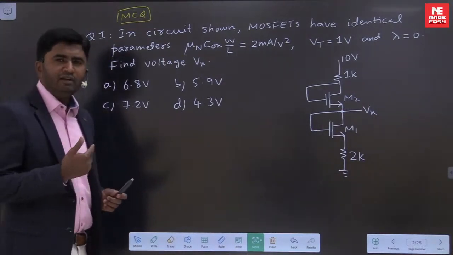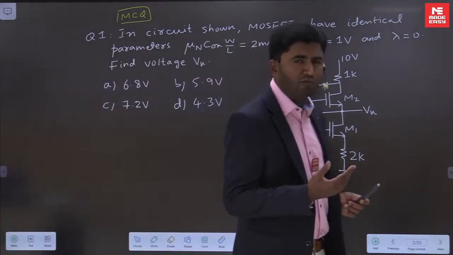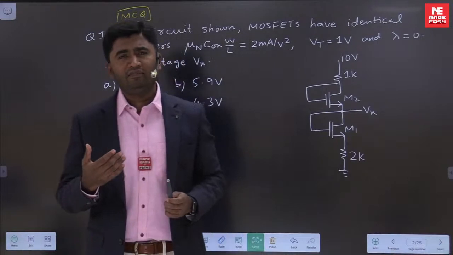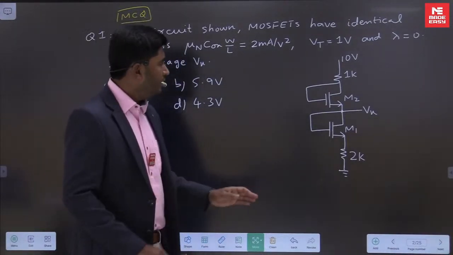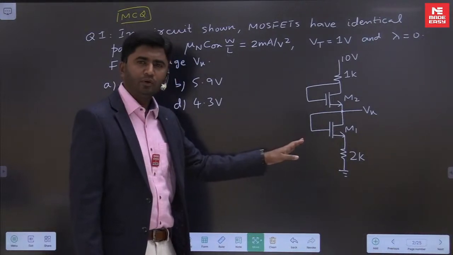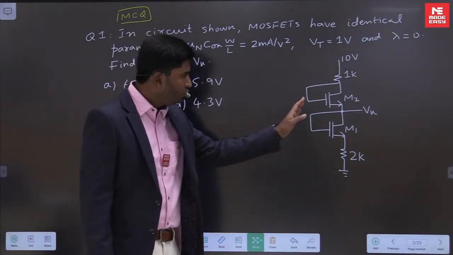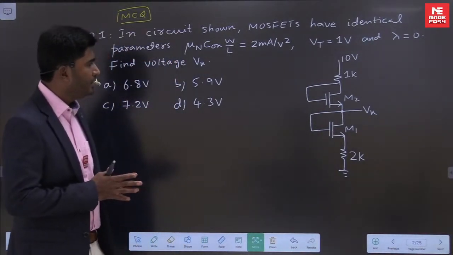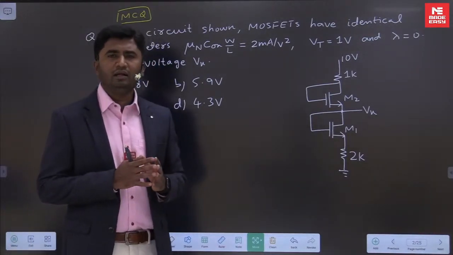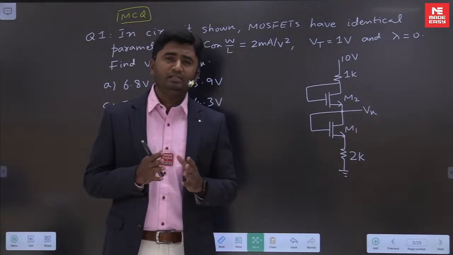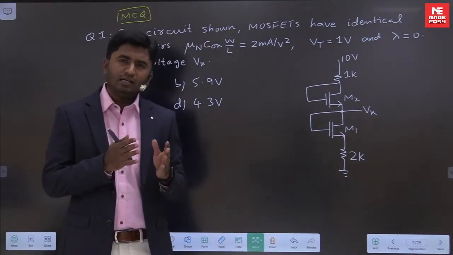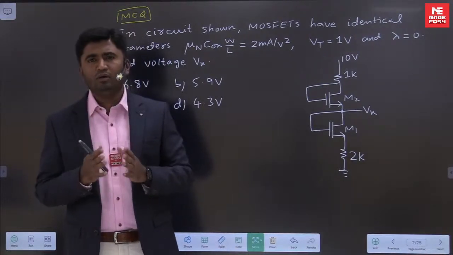In this question, we have to obtain the value for voltage Vx, and these types of questions come quite frequently in the GATE paper. A question based on two MOSFETs connected in series. In this circuit we have two MOSFETs connected in series. When we solve such a question, we should first get an idea about the operating region of the MOSFET. We should know whether the MOSFET is in saturation region or in triode region.